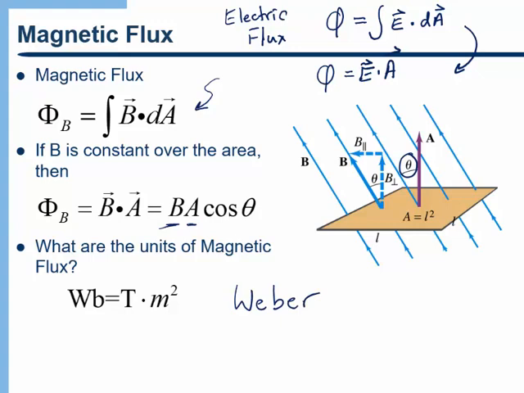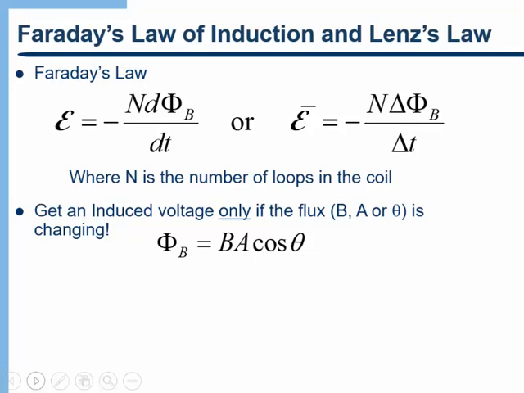Okay, so now that we have the concept of magnetic flux down, we can look at the definition of Faraday's law. So here is Faraday's law of induction. It says that the induced EMF, remember this is a voltage, is proportional to the number of turns in the loop times the rate of change of the magnetic flux. And again, for all the problems we're going to do, the magnetic field is going to be constant over the area, so that the flux is just BA cosine theta.